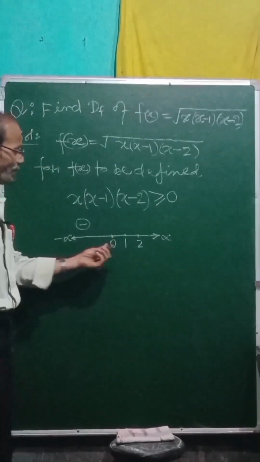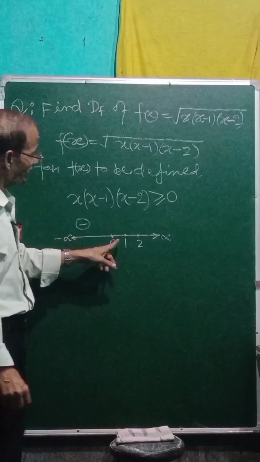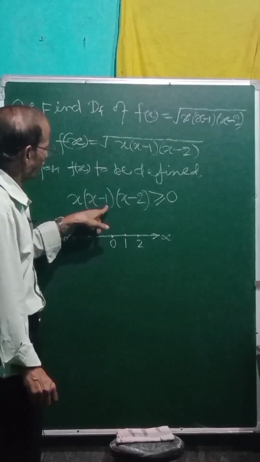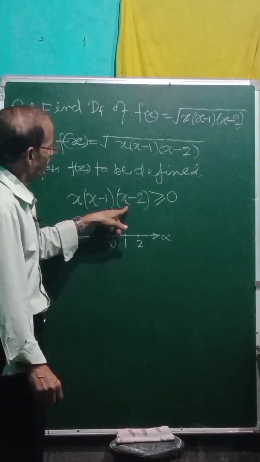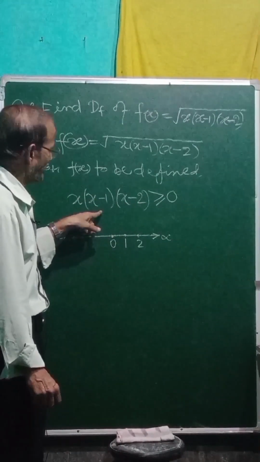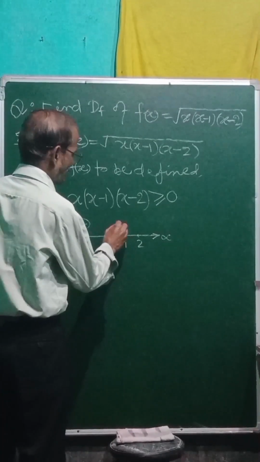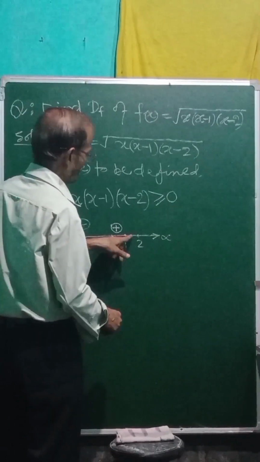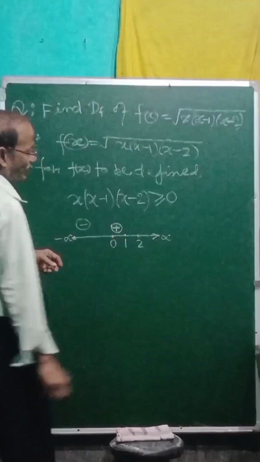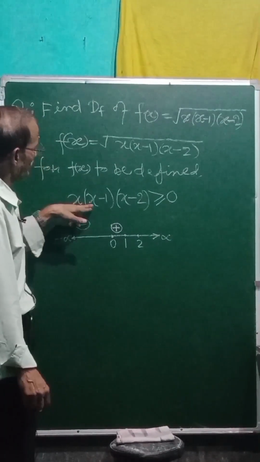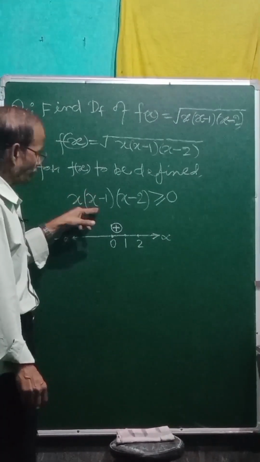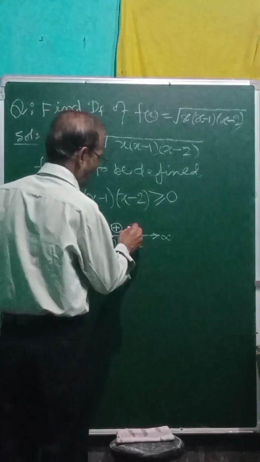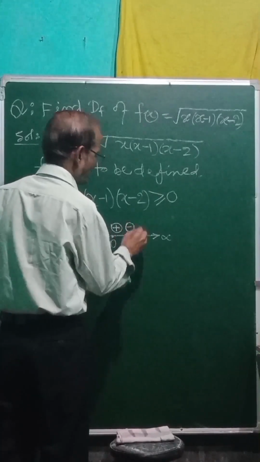So come in between 0 to 1. Take something like half. Then what happens? Half is positive, half minus 1 is negative, half minus 2 is negative, so negative times negative is positive. Again it is acceptable, giving some positive value, meaning greater than 0. When you come to this 1 and a half, what will you get? 1 and a half is positive, 1 and a half minus 1 is also half, positive, positive, and here 1 and a half minus 2 remains minus. So again it is less than 0.